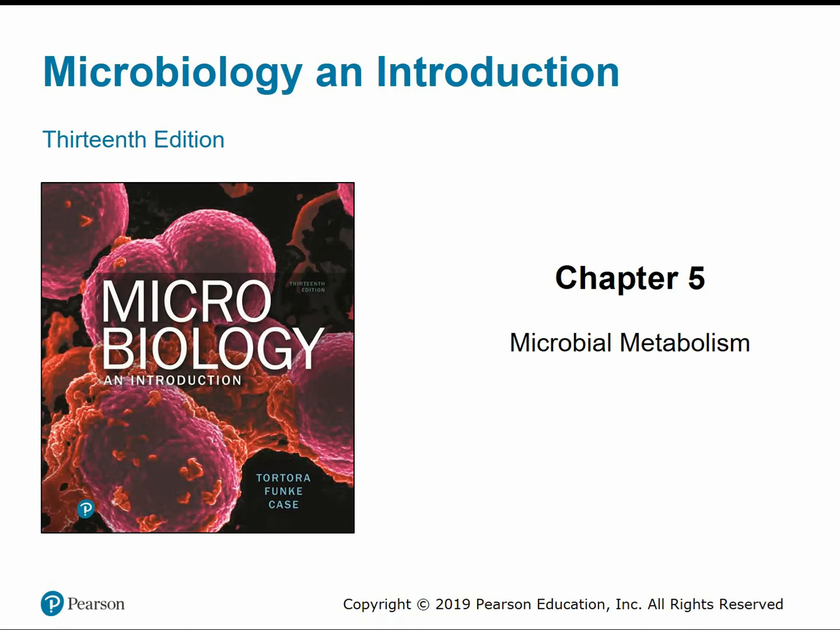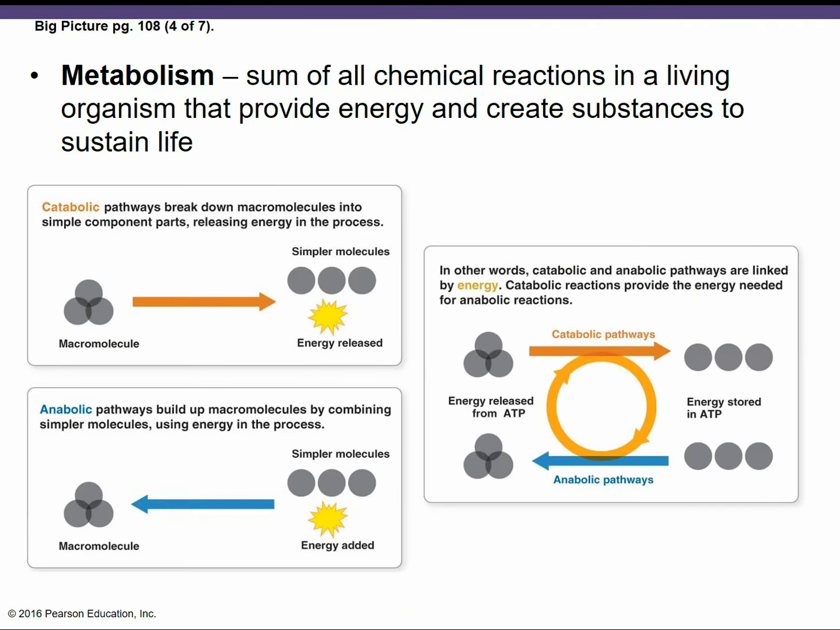This is Chapter 5, Microbial Metabolism. When we talk about metabolism, we're talking about all of the chemical reactions that take place in a living cell. So chemical reactions that help provide energy and chemical reactions that help create substances for the cell, things like proteins and other molecules to sustain life.